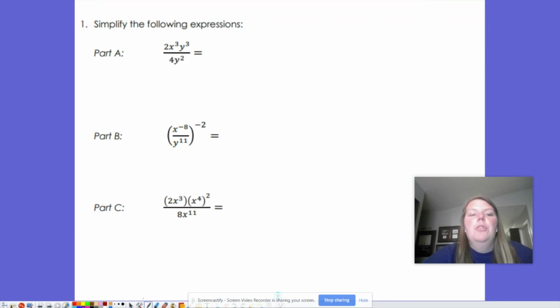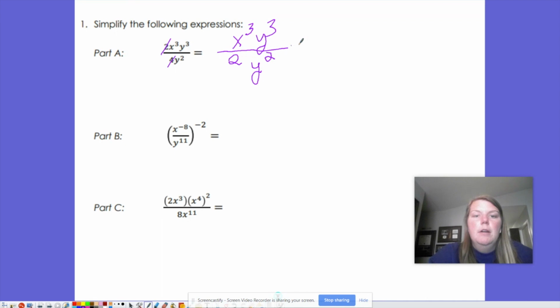Number 1, all 3 parts, you're just simplifying the expression. So any sort of operations we can do to make it more simple is what we want to do. If we look at part A, I'm first going to do the coefficients. So 2 divided by 4 is going to leave us just with the 2 in the denominator because those can just be simplified by dividing by 2. You could have that 1 in the numerator, but I'm going to leave it alone. And then we have x to the third, y to the third, and then y squared in the denominator.